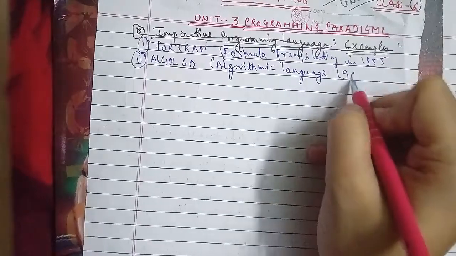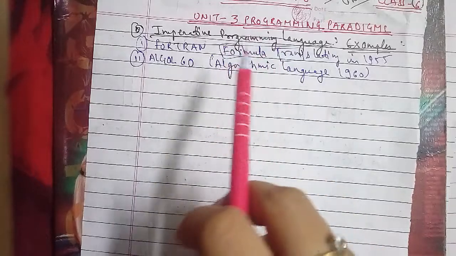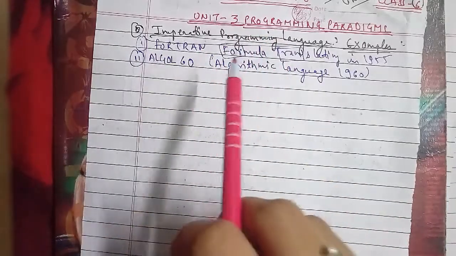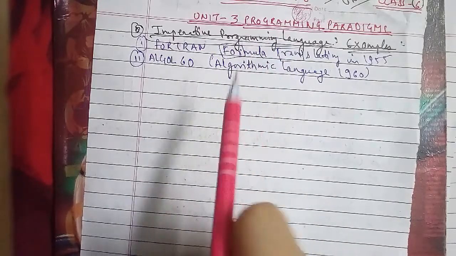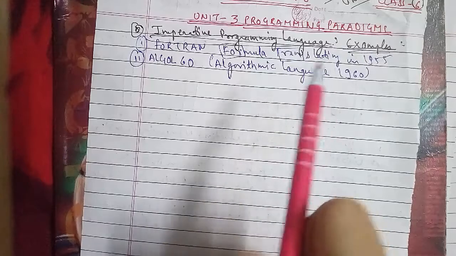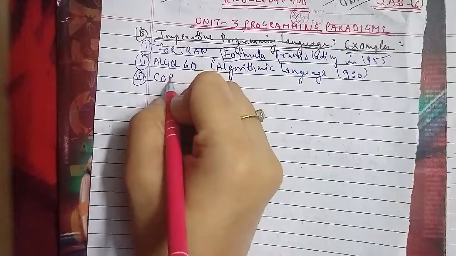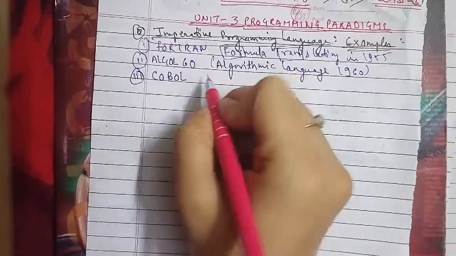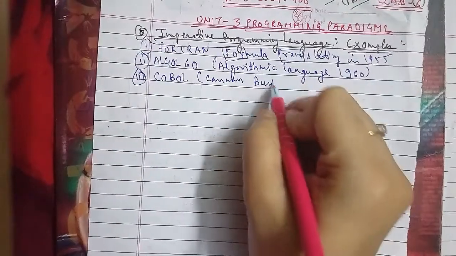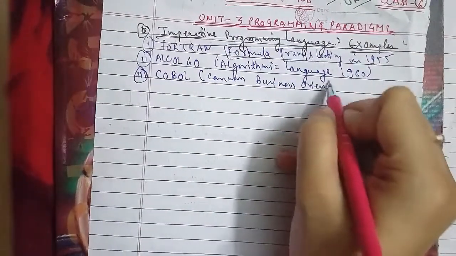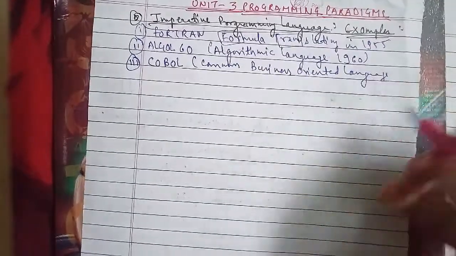COBOL stands for Common Business Oriented Language. It was developed in the 1950s through a committee consisting mainly of US computer manufacturers, and is designed to process large data files, and is therefore the most extensively used language for data processing. Since its initial introduction, the language has remained broadly unchanged. So these were the three languages that are examples of imperative programming languages.